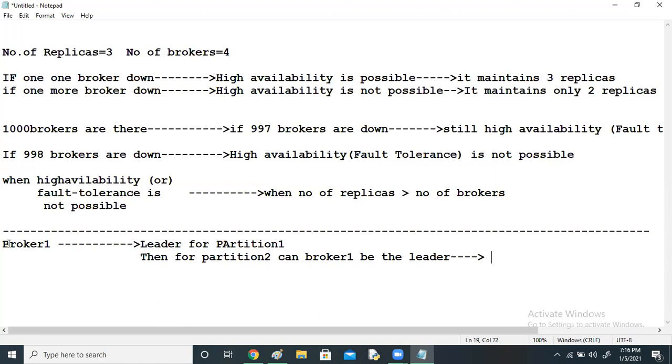Generally, if you have multiple brokers, then you cannot make a single broker the master for multiple partitions. If that broker is down, then we need to recreate multiple master lead replicas. So here the answer is yes. Then for partition two, can broker one be the leader? It can be, yes, but priority will be given to other brokers.